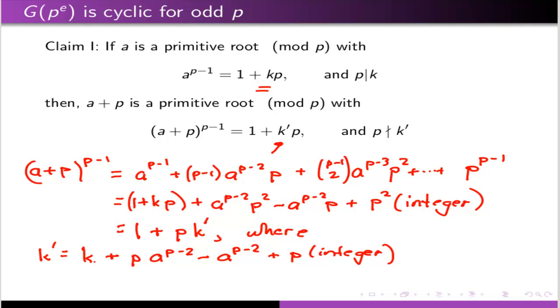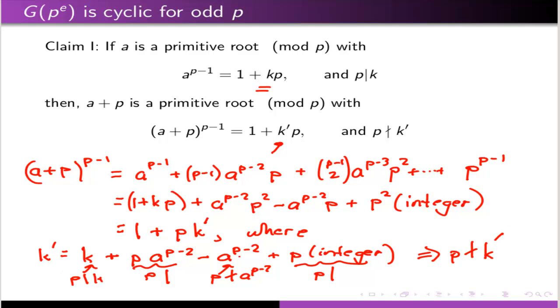So what do I know? I know that p divides k. P is certainly a divisor of this term. P is certainly a divisor of this term. And p does not divide this term, right? Because a is a primitive root mod p, so p is not a divisor of a to the p minus 2. Therefore, p is not a divisor of k prime. It divides all 3 terms, but it does not divide this term right here. Next claim.